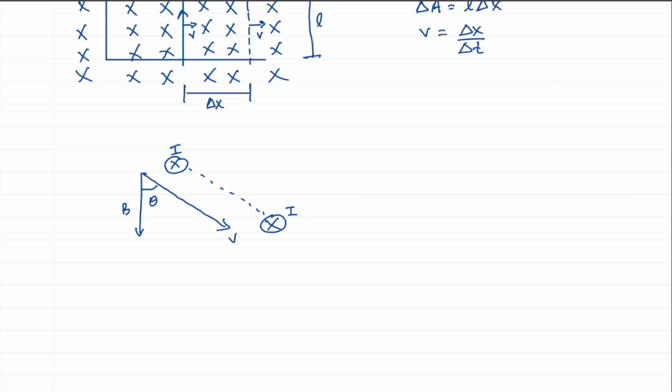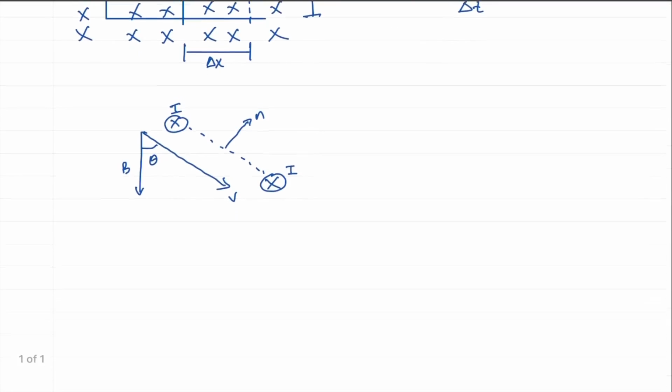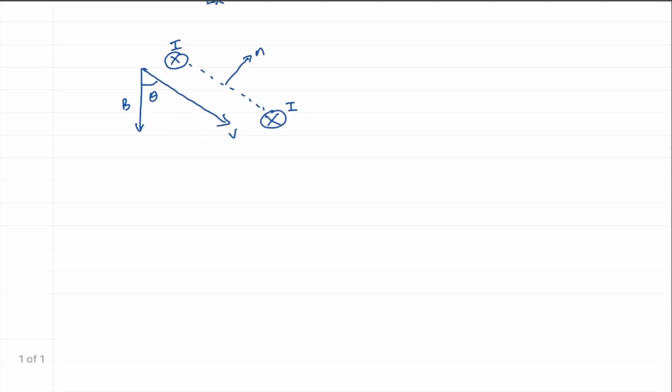Okay, and so the velocity is going to be parallel like this, and we have angle theta here. This makes, the way this moves, it makes an area that has a normal like so. Okay, so our change in flux is going to be magnetic field times the area of the loop times the cosine of theta plus 90. We need the cosine of the angle between the field B and the normal.